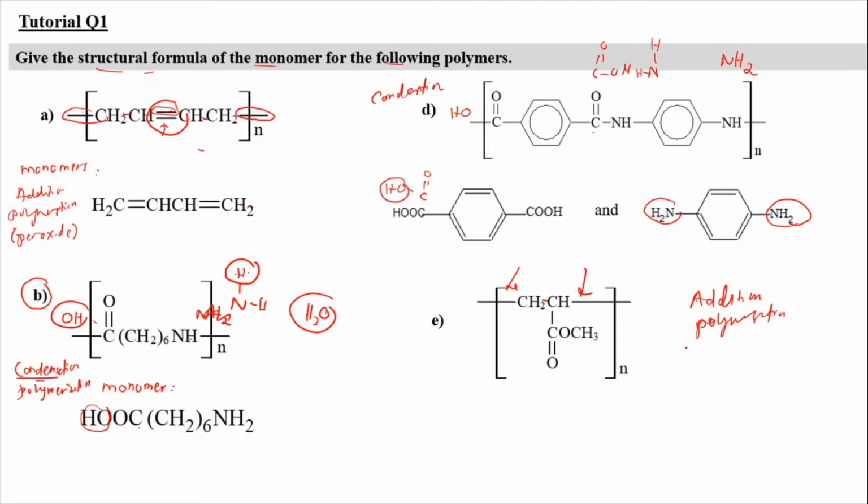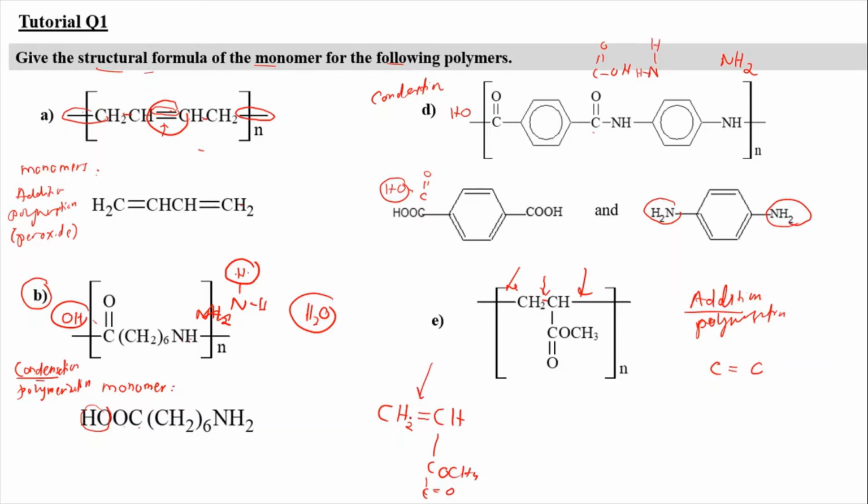Okay, so you know that in addition polymerization, you need to have a double bond. So the most logical double bond that you can get is to have it here. So what you're going to get is CH2 double bond CH, COCH3, C double bond.